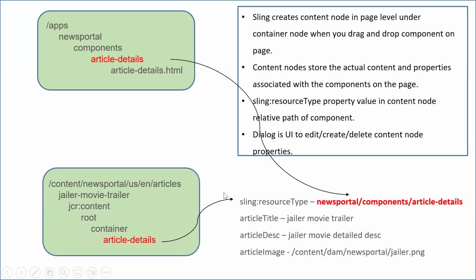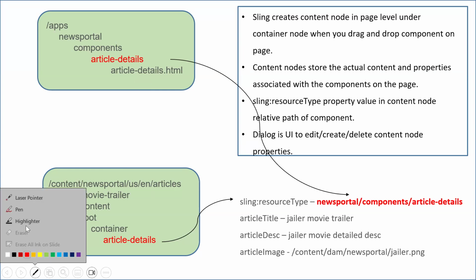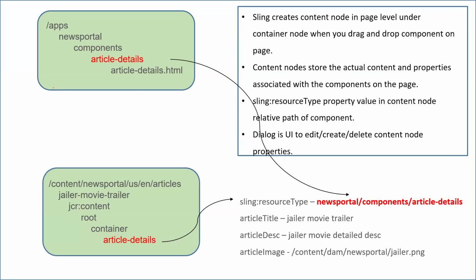Okay. So try to understand content nodes and components again. In the previous session, we discussed components and component usage. We always create components under the apps folder, apps, news portal, components. In this location, we'll create a new component. In the last session, we created article detail as the component.